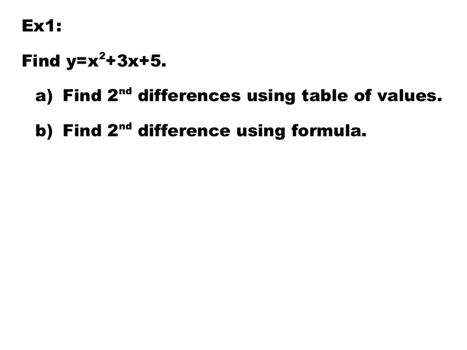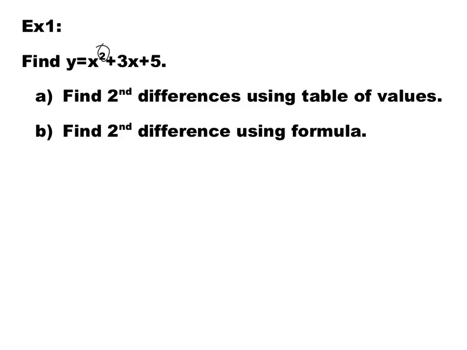In the first example, you have y is equal to x squared plus 3x plus 5. You're supposed to find the second differences. Remember that this polynomial is of degree 2 because of the 2 here. We are supposed to find the second differences using table of values or using the formula that we just saw. Let's use the table of values.